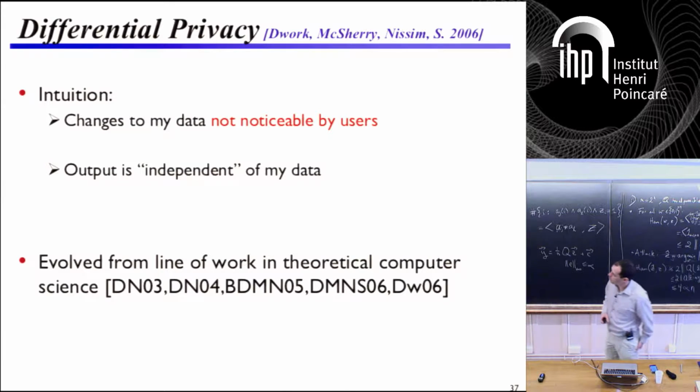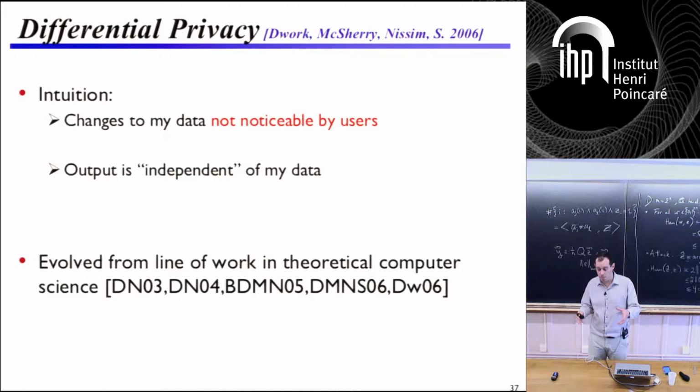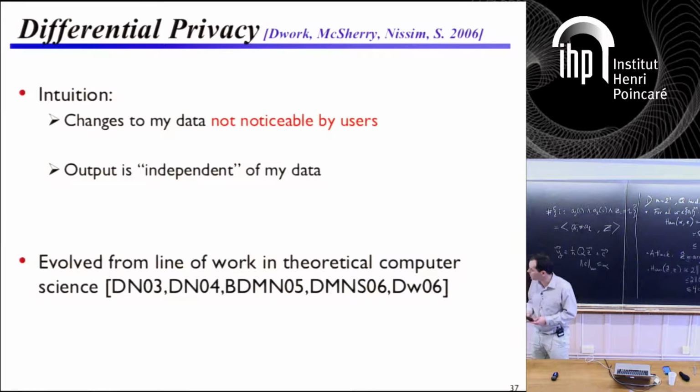Differential privacy is one formalization of this notion of aggregate that has been very successful, both as a concept in the research community and generally to help us understand what's going on in these problems. The intuition behind differential privacy is that changes to my personal data should not be noticeable to users who are seeing the output. In some sense, the output is independent of my data.